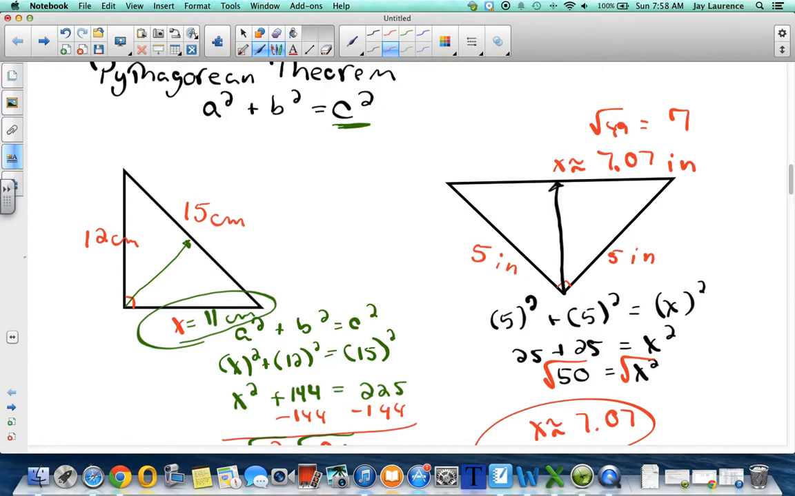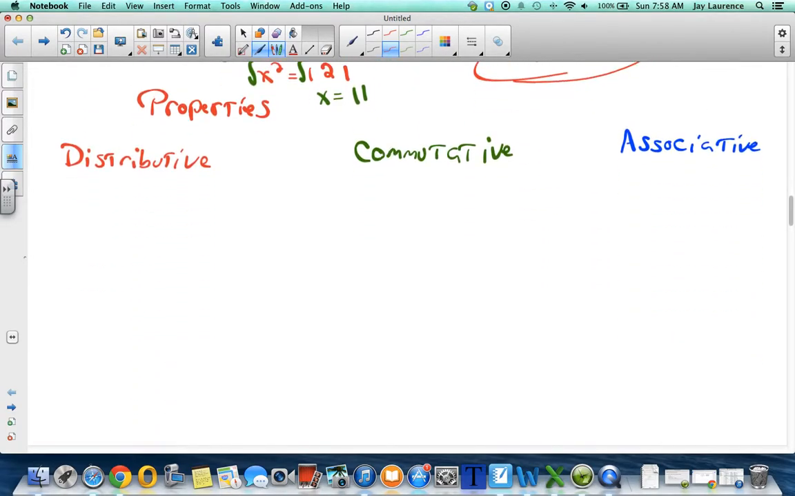I'll be expecting you to look for a right triangle on your paper and know to use it. All right, the distributive property, make sure you recognize that if I have 3x times the quantity of 4x plus 5, and then I'm going to distribute, that'll be equal to 12x squared plus 15x.